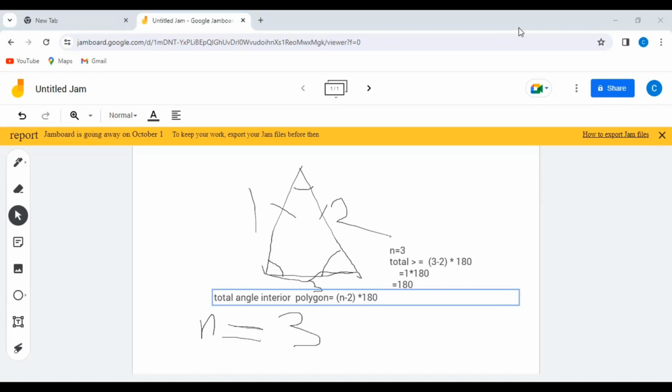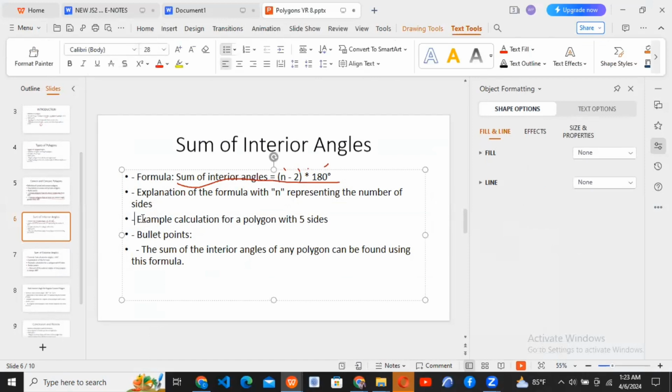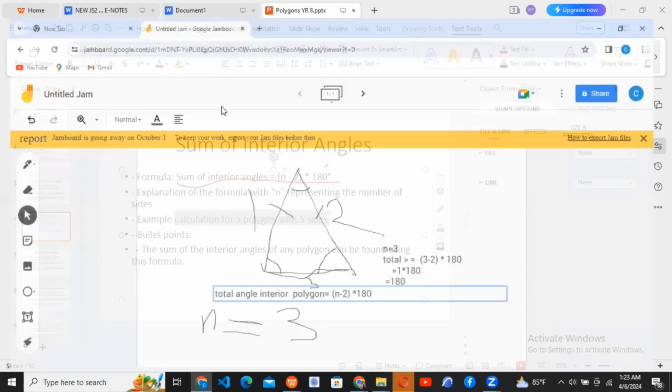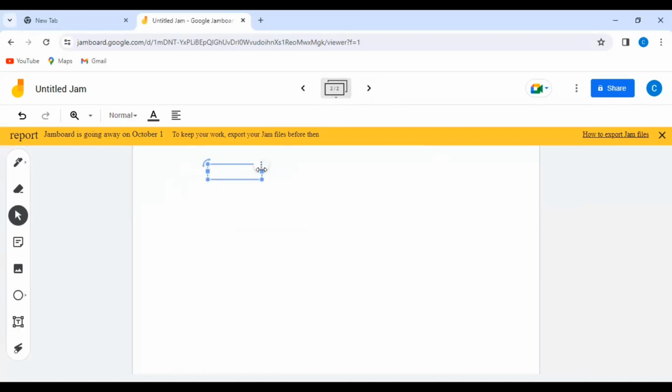So let's go back to our work quickly. We have known the total interior angle. Let's calculate an example. Let's calculate for a polygon that has 5 sides. What's the total interior angle of a polygon that has 5 sides?